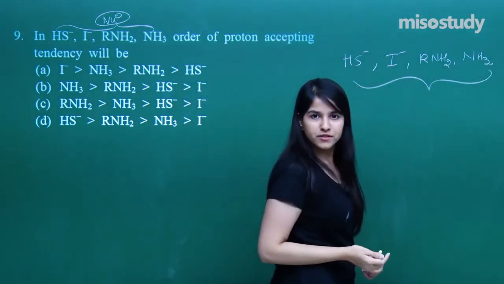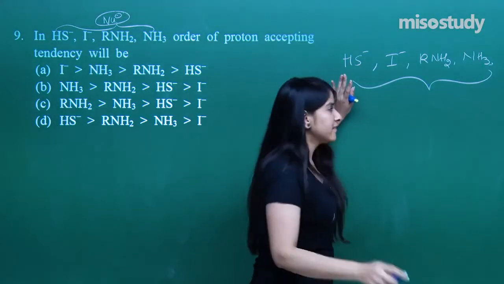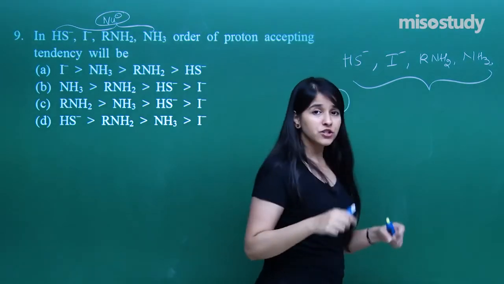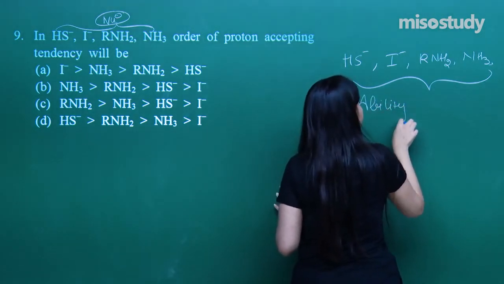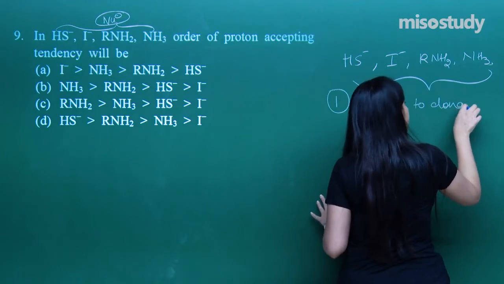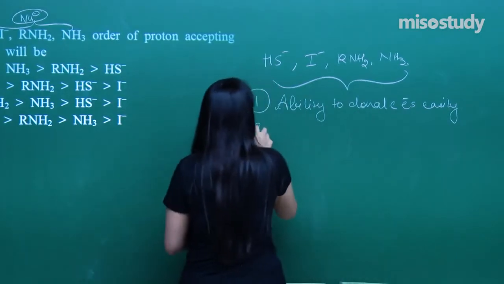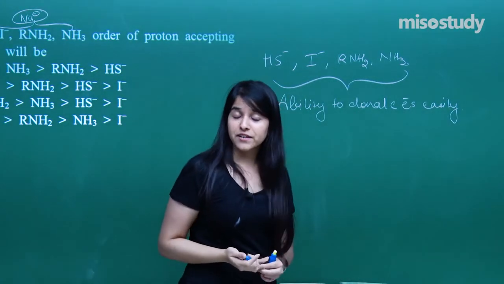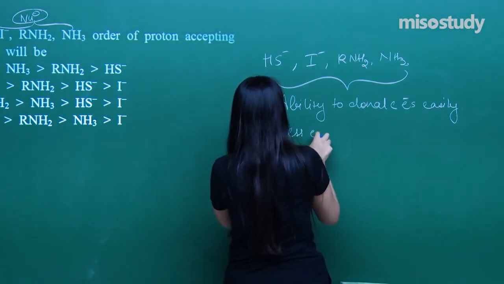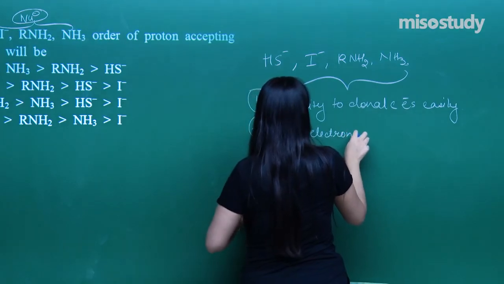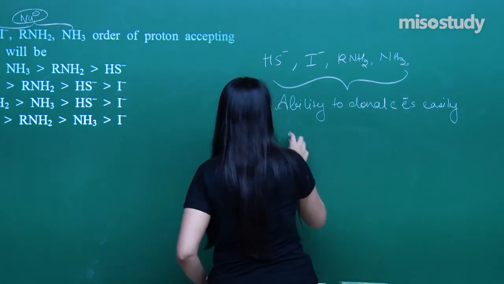So what will be the approach? You may be having so many thoughts about it. So the thought process should be, first you need to check which is able to donate the electrons properly. So ability to donate electrons easily, that is the first approach. And what about the second one? Less electronegative atom will be able to donate more easily. So I just need to check the electronegativity. That's it.